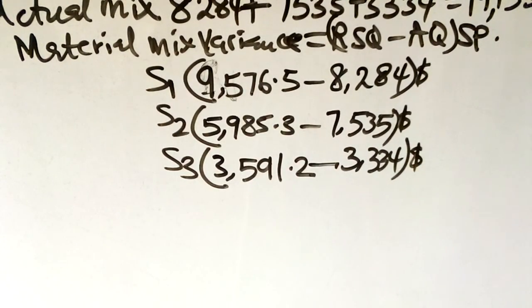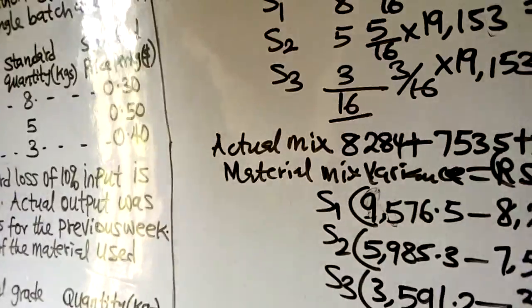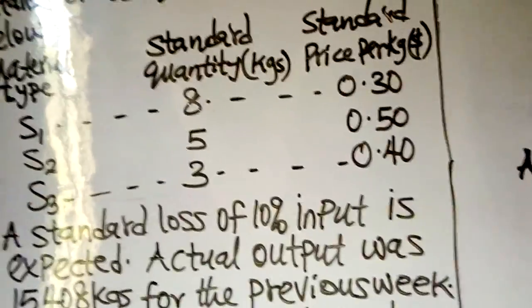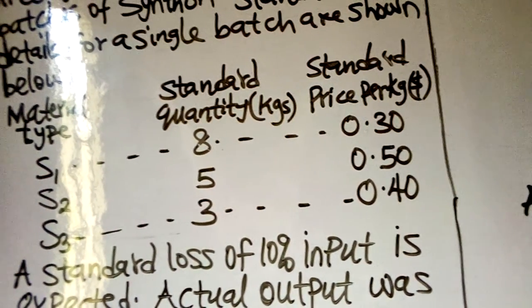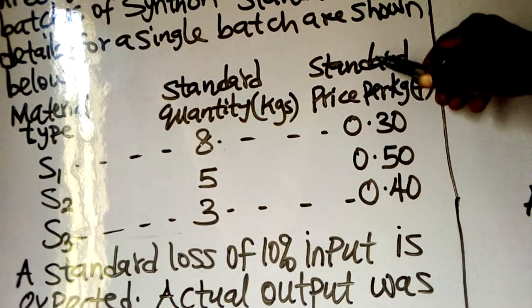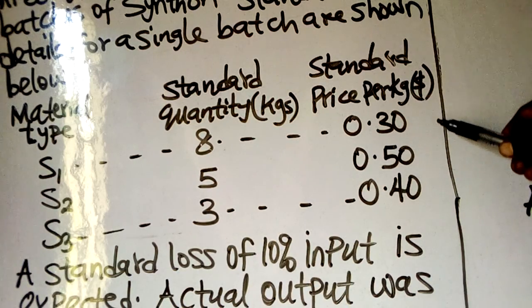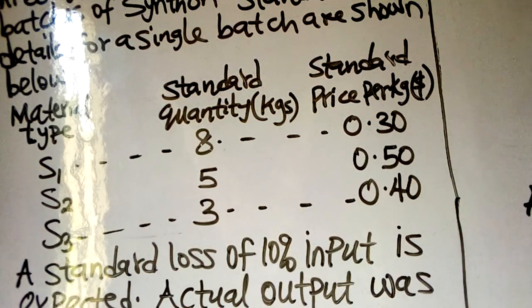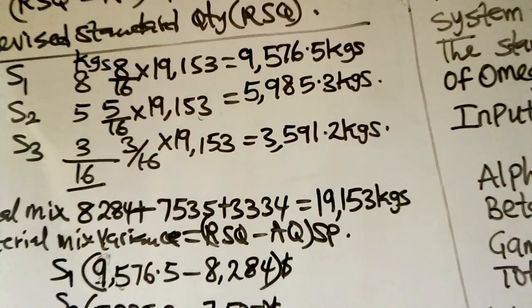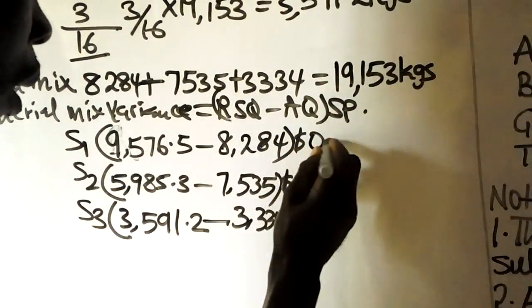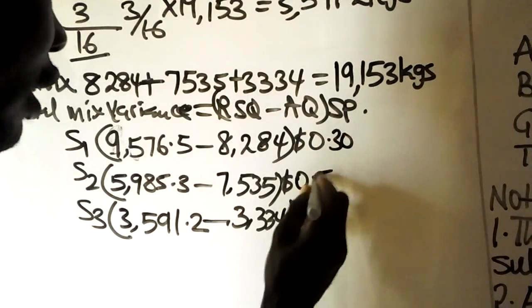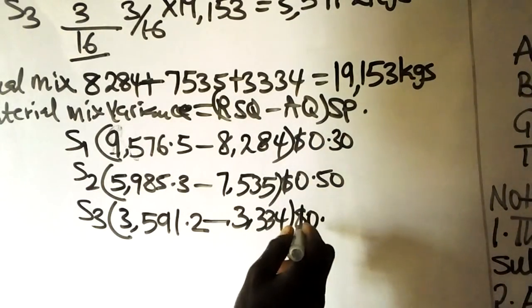So you go back to where you have information about the standard. So our standard price is given. Standard price per kg 0.3, 0.5 and 0.4. That is our standard price. So now let's substitute for the standard price. You have 0.30, 0.50 and 0.40.